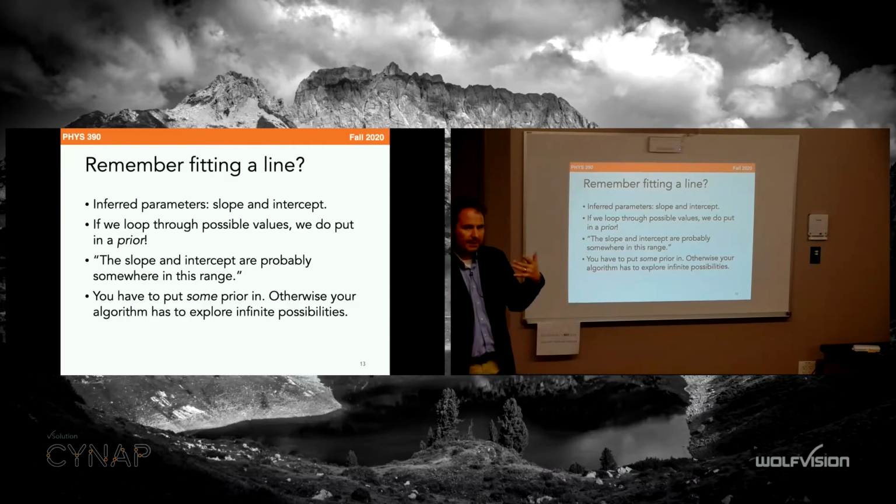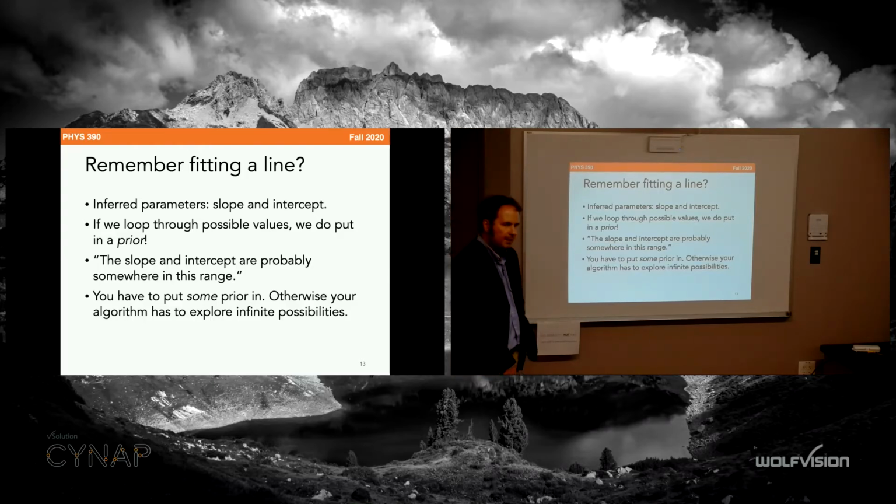We don't need to spend computing time on that because we don't have infinite computing time. So we do need to make a choice. We need to make a choice if we want to figure out what the slope and intercept actually are. And so they're probably somewhere in this range. This is your prior. That is a reasonable prior that I put in before I did my chi-square. And so you have to have one. There has to be some prior. Be aware that it's there. Otherwise, your algorithm has to go through infinite options.